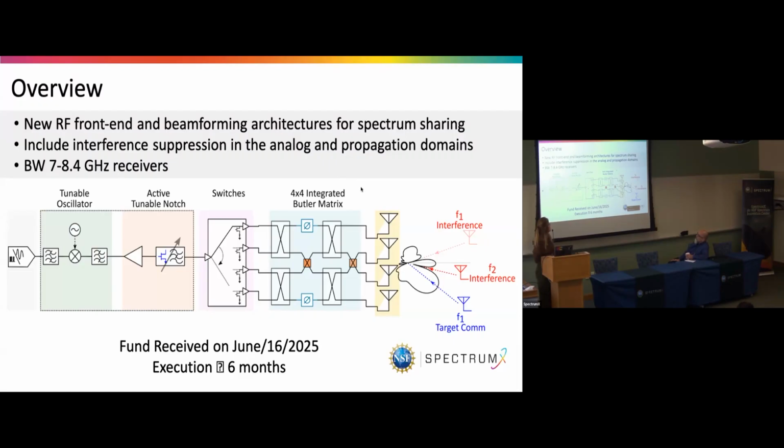So basically, the idea here is having an array of antennas where you do analog beamforming by impinging some phases and amplitude, and then you can start your first level of interference suppression by the beamforming network. So here you have some target communication, interference in frequency 2, interference in frequency 1, and this first level of interference suppression starts from the propagation domain.